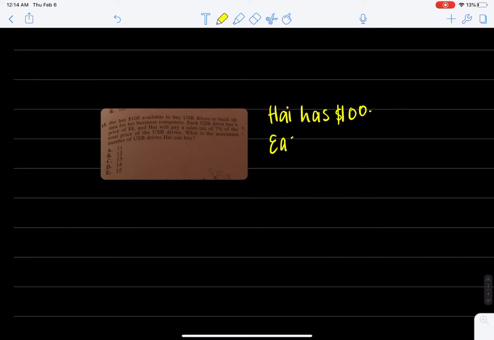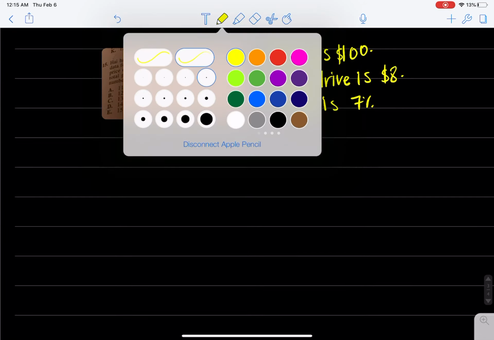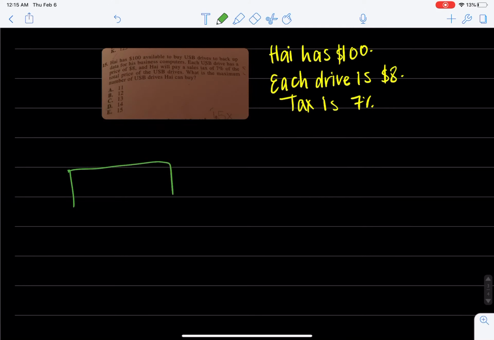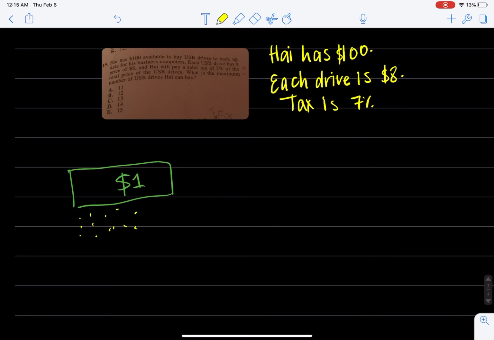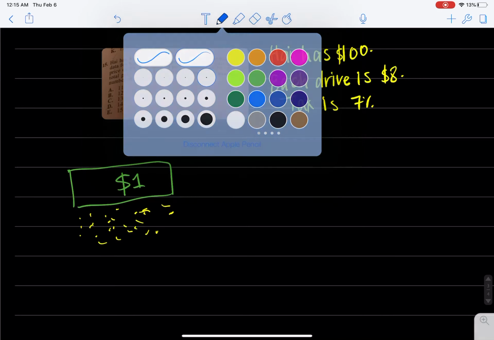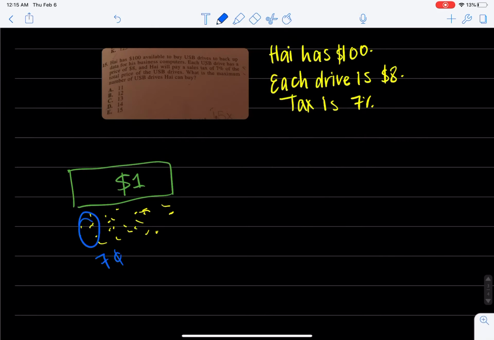Each drive is $8. Tax is 7%. So my favorite way to do it is to just find the tax per unit. Something that's easy for me to visualize is, okay, so you have $1, right? So a dollar is 100 coins. So imagine that this is like 100 coins. If you have 7% of those 100 coins, then that's 7 cents, okay?